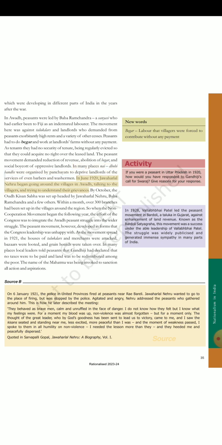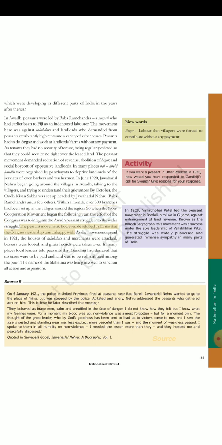In June 1920, Jawaharlal Nehru began going around the villages in Awadh, talking to the villagers and trying to understand their grievances. By October, the Awadh Kisan Sabha was set up, headed by Jawaharlal Nehru, Baba Ramchandra and a few others. Within a month, over 300 branches had been set up in the villages around the region. So when the non-cooperation movement began the following year, the effort of the Congress was to integrate the Awadh peasant struggle into the wider struggle.